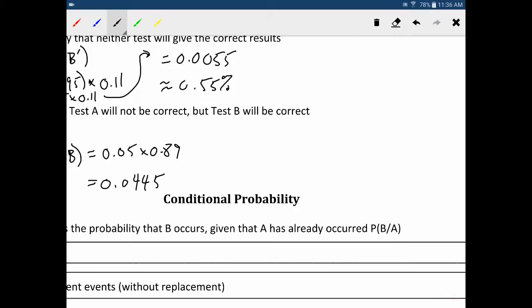So what we're going to want to do is write this as a fraction. Now, some of your calculators will do this for you. I mean, there's lots of ways you can express that as a fraction. I'm going to write it as 89 over 2,000.